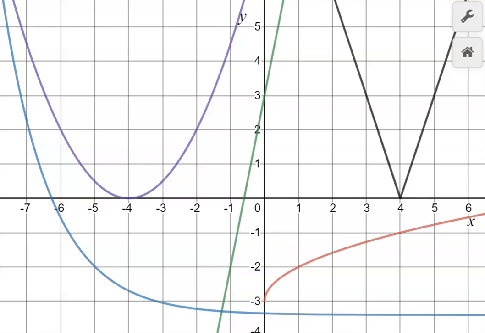Today, we're looking at 5 function families: linear, which produces a straight line; quadratic, which produces a parabola; absolute value, which produces a V shape; square root, which produces half of a parabola on its side; and exponential, which will produce a curve that increases or decreases and approaches some value of y.